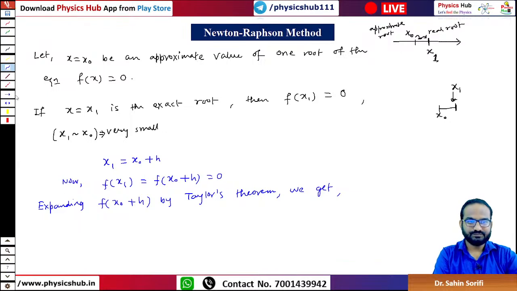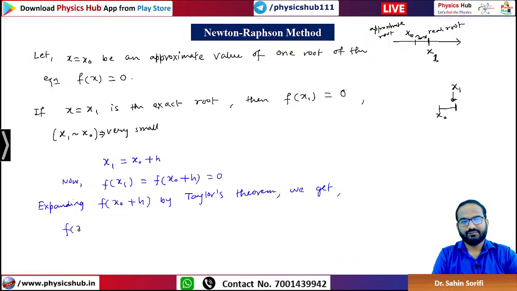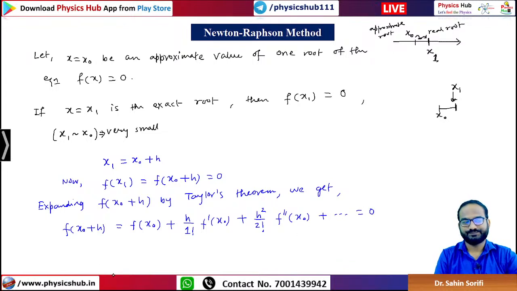Look, f of x0 plus h, if you expand via Taylor series about x equals x0, is f of x0 plus h by 1 factorial f prime x0 plus h square by 2 factorial f double prime x0 and so on, and this equals 0.